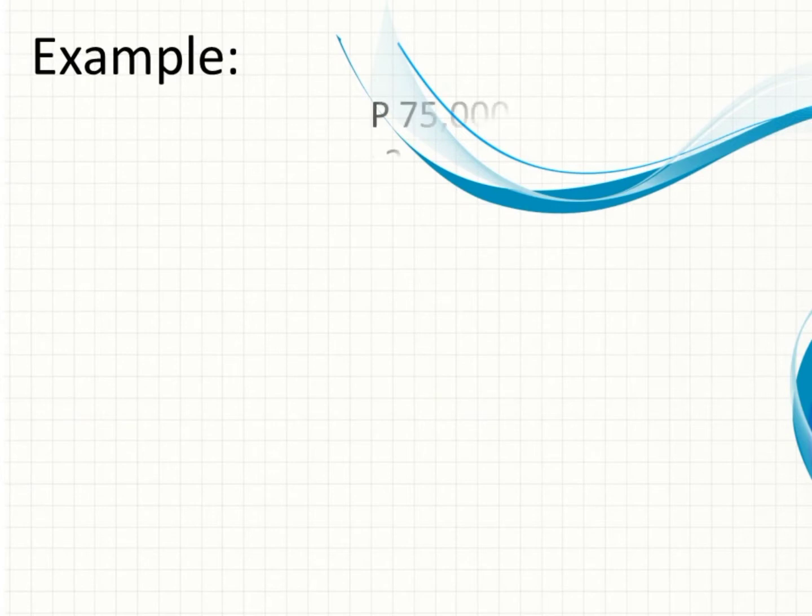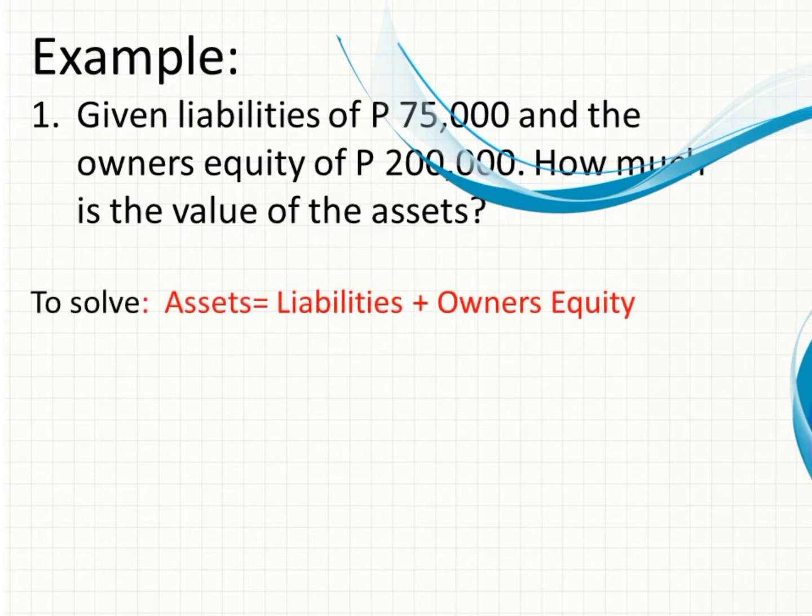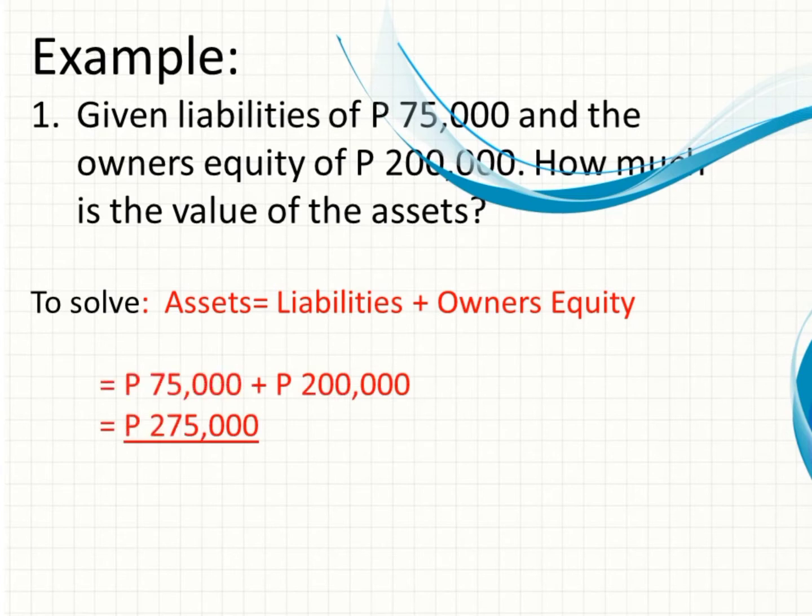Let us give an example to enhance our knowledge of the accounting equation. Given liabilities of 75,000 pesos and owner's equity of 200,000 pesos, let us find the value of the assets. Using the accounting equation, assets should be equal to liabilities plus owner's equity. For liabilities we have 75,000 and 200,000 for the owner's equity. So we just add the liabilities and owner's equity and we will get the value of the assets, which is 275,000.